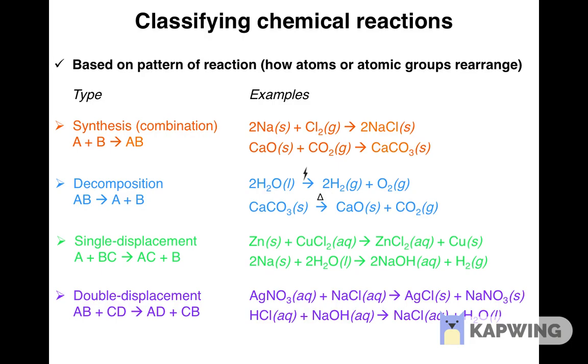At the same time, the cation from the second reactant, Na+, displaces the cation from the first reactant, H+, and combines with the anion from the first reactant, Cl-, to form sodium chloride.